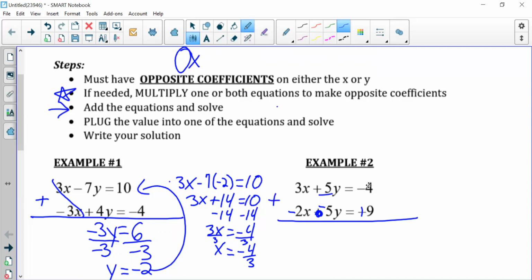So -4 plus 9 gives me a +5. +5y plus -5y is 0 y's. They cancel each other out. And 3x plus -2x leaves me with just 1x. Well, that was super easy, wasn't it? x equals 5. So let's take this and plug it back into one of our original equations. I'll just use the top one.